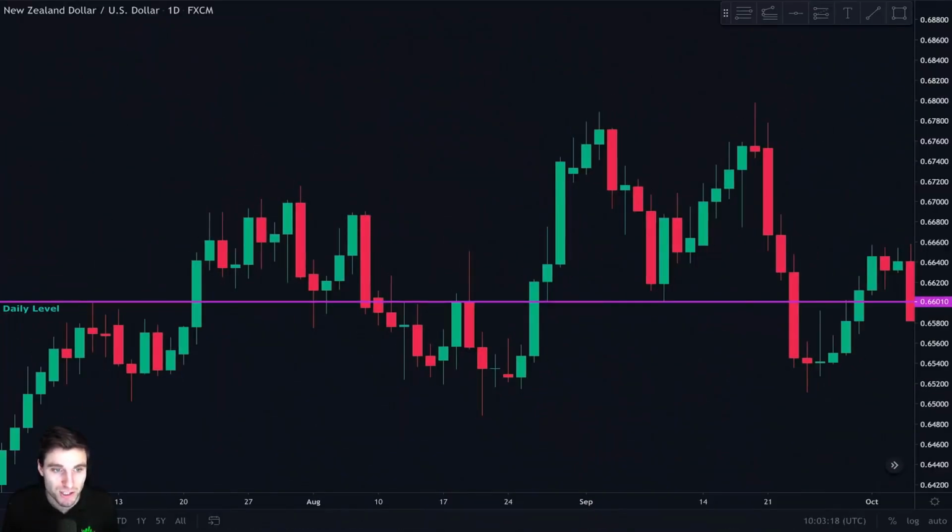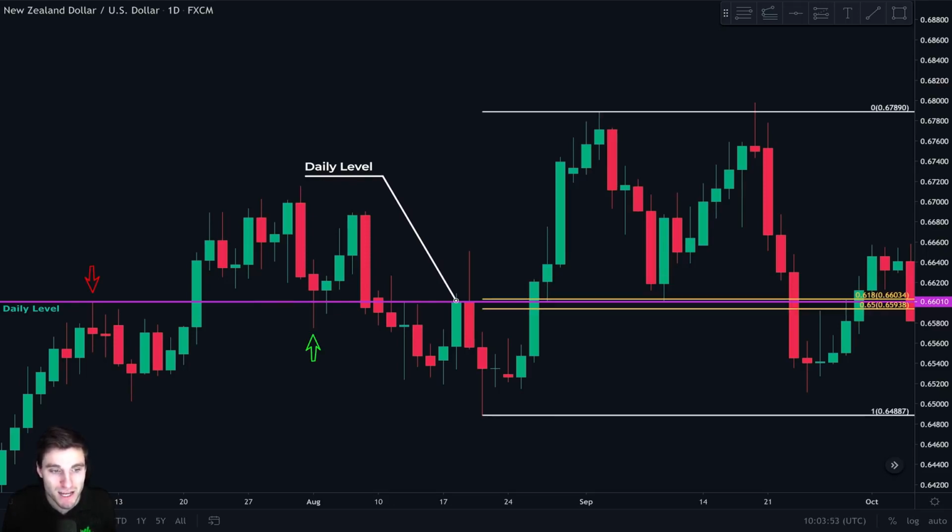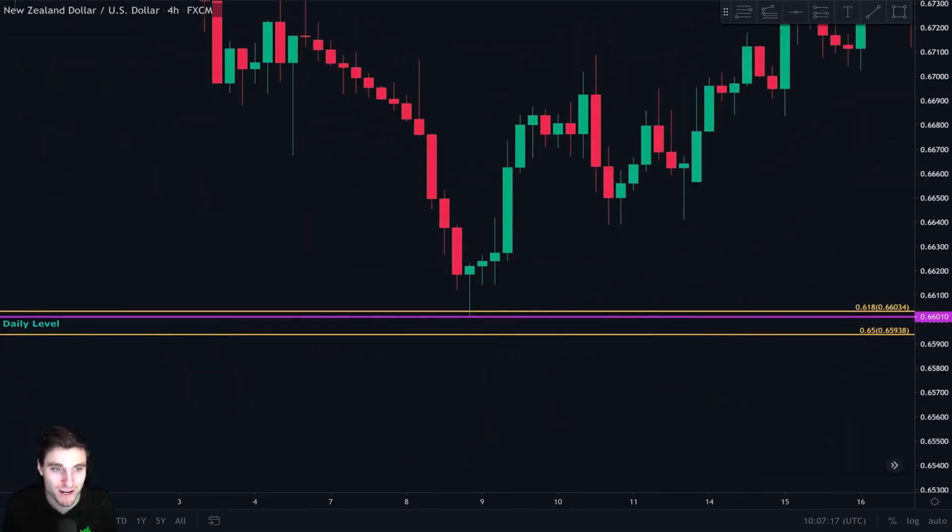In this chart, we spot that this daily level was acting as support and resistance, so we mark it as our daily level. Next, we look for confluence by taking our Fibonacci retracement and we detect that the CC is very close to our daily level. Then we wait for price to come back down to this area of support and we track the price action on the lower term time frames. So let's go to the 4-hour. Look how price reacted when it came back to touch this daily level.